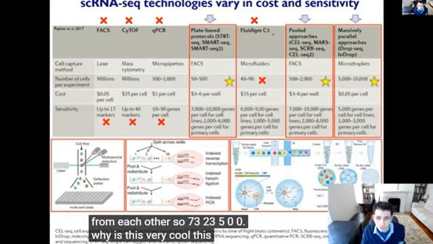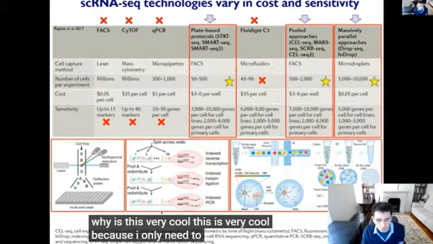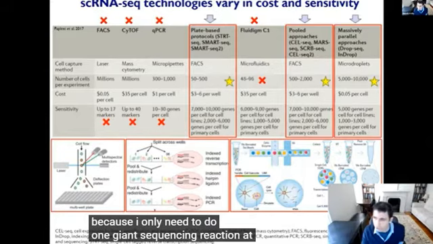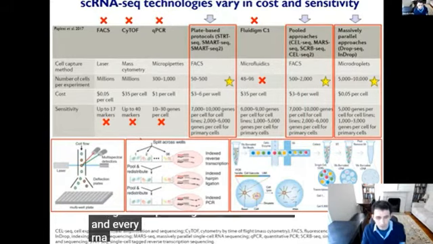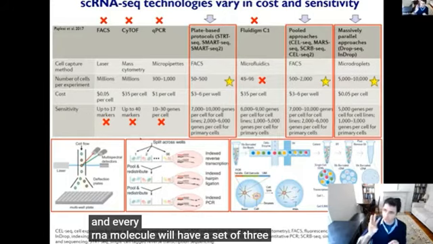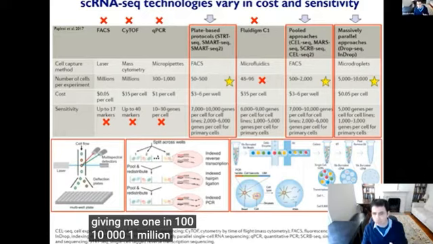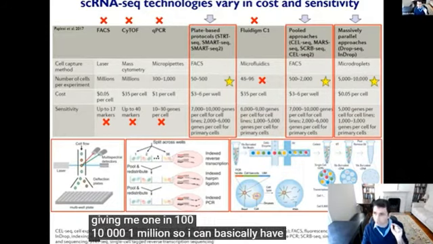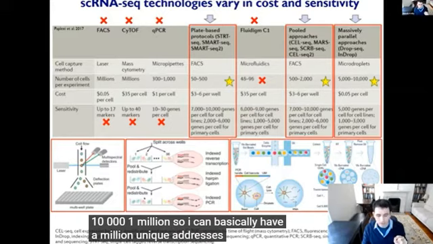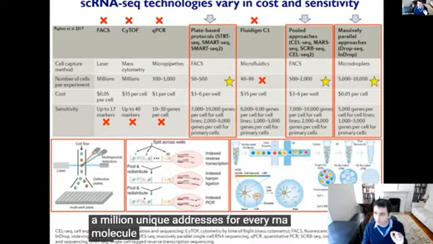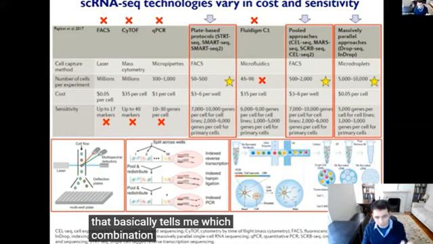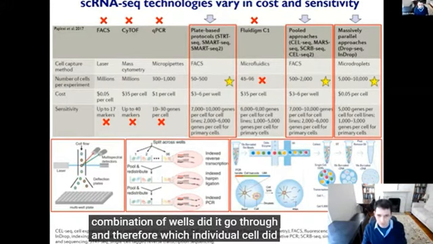Why is this very cool? This is very cool because I only need to do one giant sequencing reaction at the end. And every RNA molecule will have a set of 3 barcodes, giving me 1 in 100, 10,000, 1 million. So I can basically have 1 million unique addresses for every RNA molecule. That basically tells me which combination of wells did it go through, and therefore which individual cell did it come from.